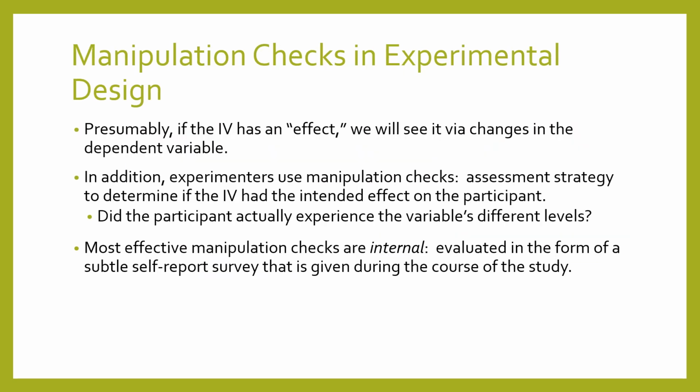So when doing experiments, it's important to use what's called a manipulation check. Basically, this is just ensuring that your independent variable has the intended effect. Presumably, if the independent variable has an effect, we will see it through the changes in the dependent variable or the outcome. Meaning there will be a difference between the experimental group and the control group in regard to their dependent variable scores.